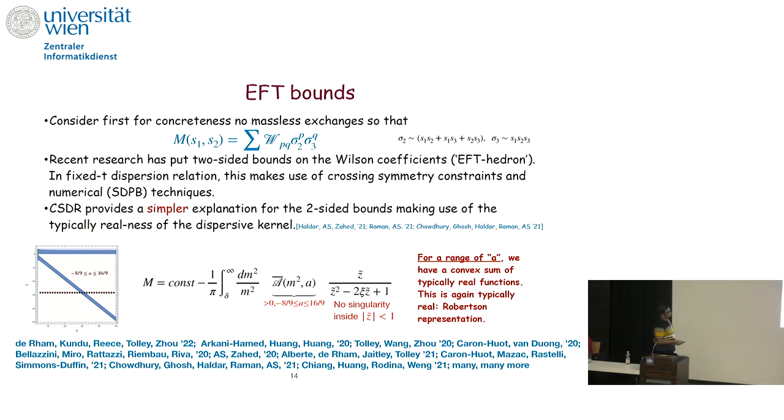For this, you'll have to restrict your range of A, and then you will have a representation which in the mathematics literature is what is called the Robertson representation for typically real functions. This was actually introduced based on work that was done by Wigner. And Wigner published this in a maths journal, so it is not commonly known in the physics community.